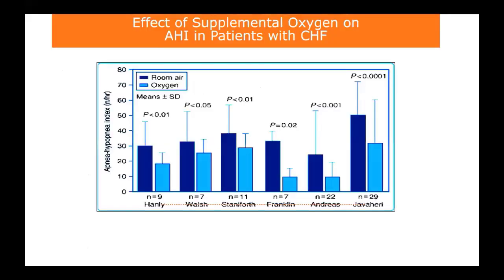Supplemental oxygen. Well, why would supplemental oxygen work? Well, there's multiple reasons. The simplest of them is by eliminating any degree of hypoxia, you saturate the carotid body. If you saturate the carotid body, you decrease the magnitude of overshoot. You decrease chemoreceptor sensitivity. So that's one of them.